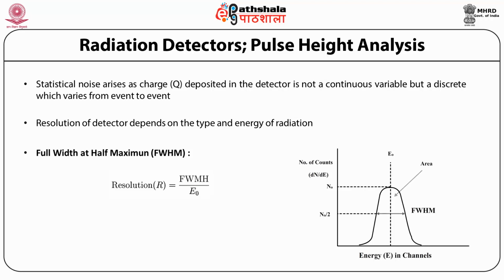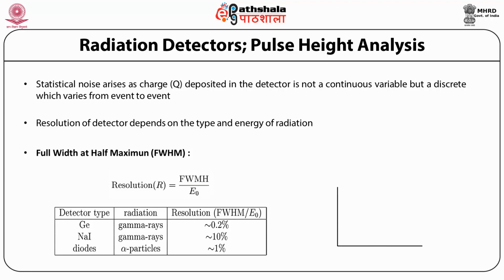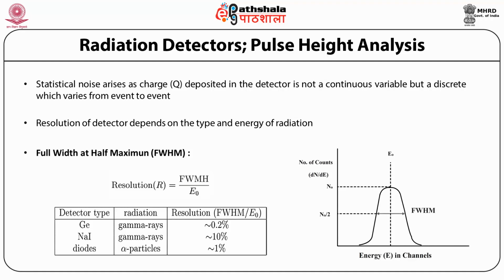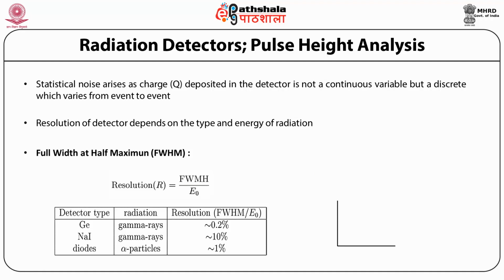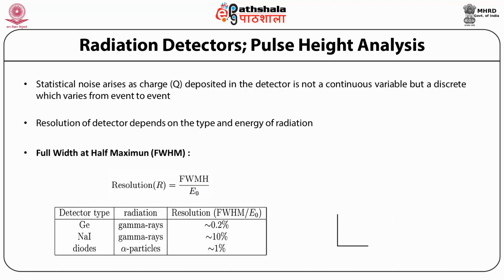At the bottom of this slide, a table is given in which typical resolutions of different types of detectors are given for different kinds of radiations. In the first column, detector type is given, in the second column radiation is given, and in the third column resolution in terms of FWHM upon E0 is given. For germanium detectors, for gamma rays, we have resolution around 0.2%, whereas for sodium iodide, for gamma rays the resolution is around 10%, and for diodes with alpha particles resolution is around 1%. So you can see that for gamma rays, different kinds of detectors have different resolution.